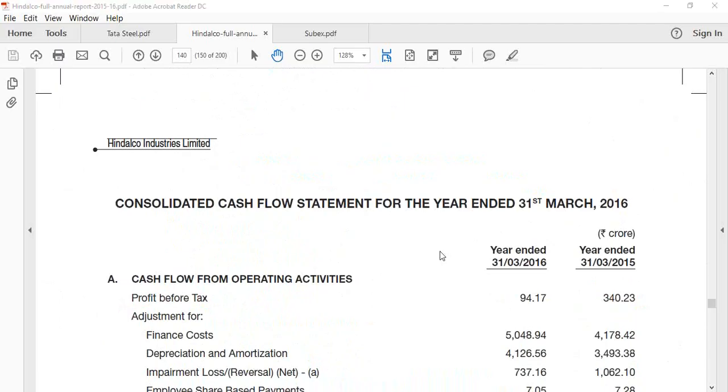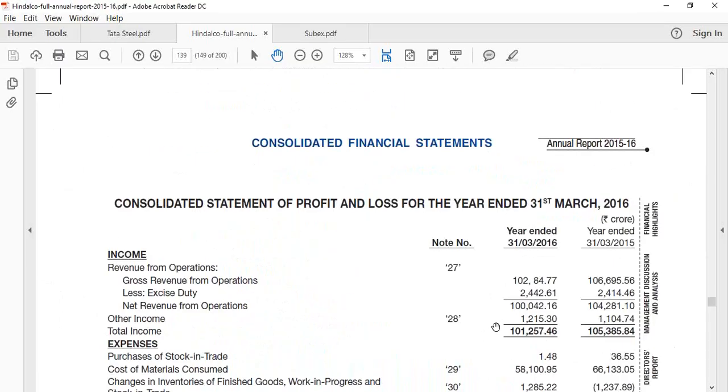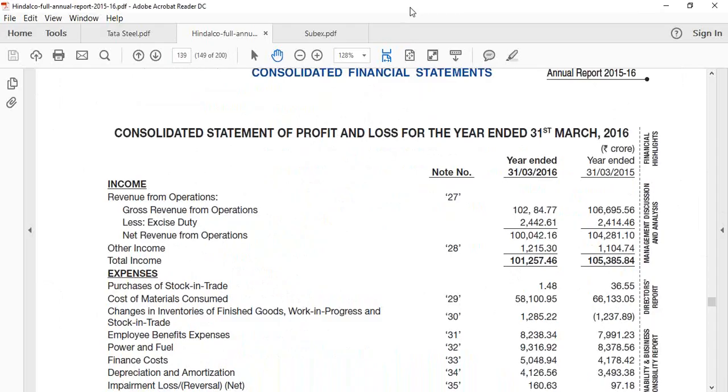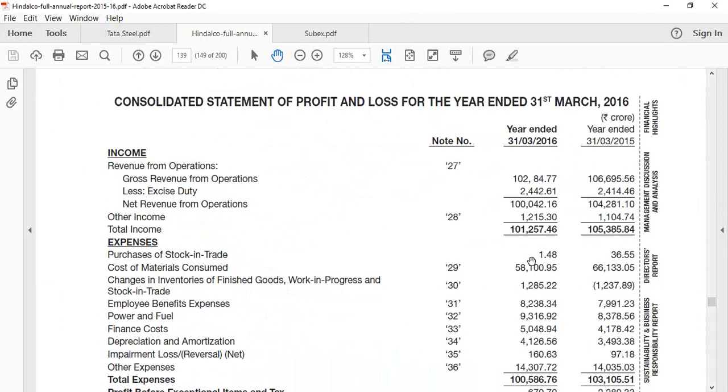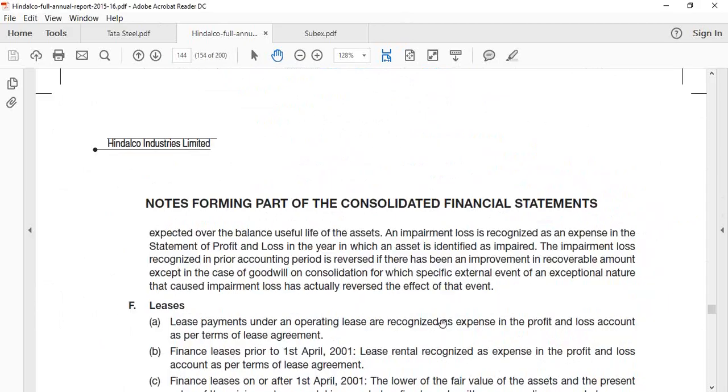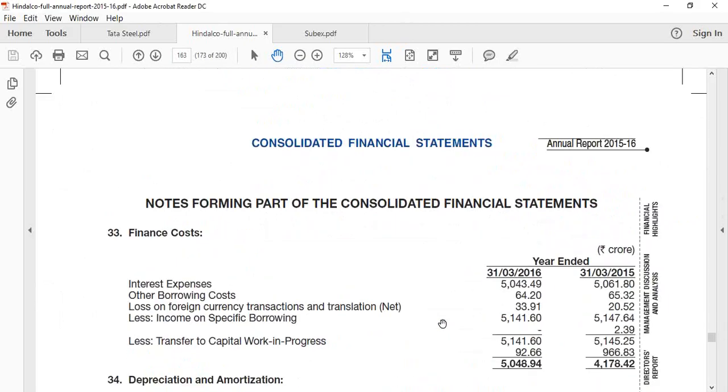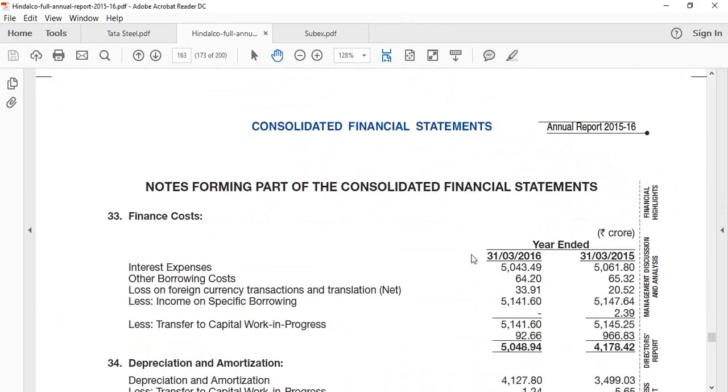So now let's go back and check where the finance cost is, right? The finance cost that you see is in note number 33. So you have to go and check note number 33 for Hindalco and understand where this is coming from. That's the finance cost, right?